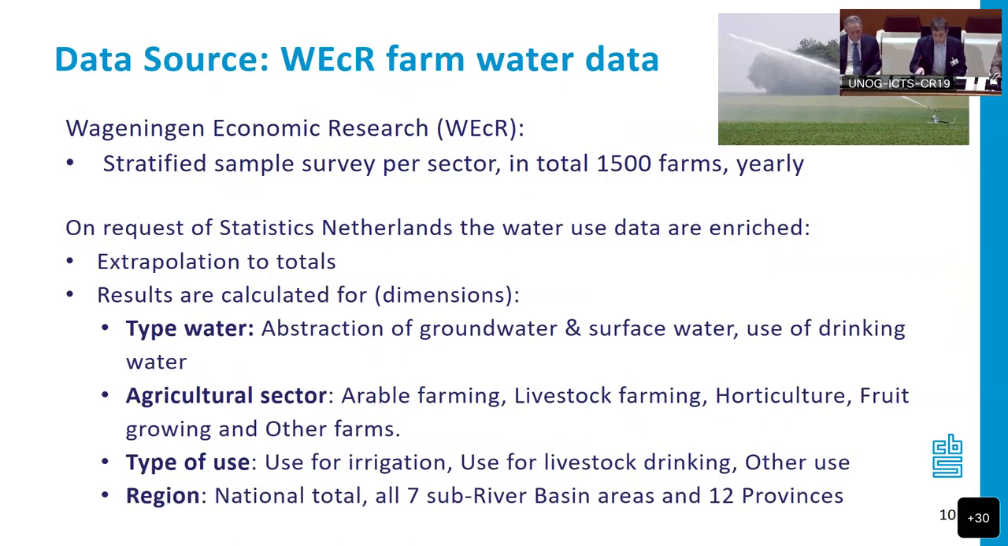A second important data source that I would like to highlight is water use in agriculture, which of course is very important. Here we use data from Wageningen Economic Research, who do annually a stratified sample survey per sector of about 1,500 farms. So we get really detailed data from them. And also they extrapolate the results to the totals. So we have data on the type of water, so abstraction of groundwater, surface water, but also use of drinking water, the different agricultural sectors, so arable farming, livestock farming, horticulture, et cetera, type of use. So is it for irrigation or for livestock drinking? But we also have some regional data. So this is also a very nice data source that we use.